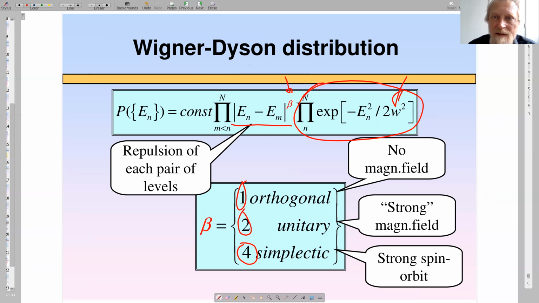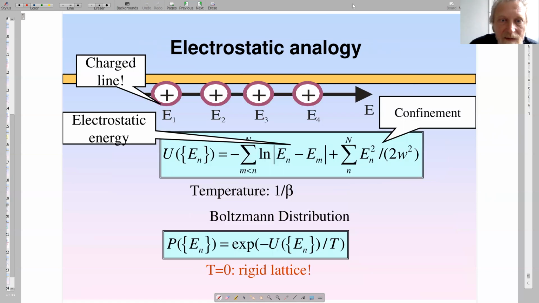Fine. So we talk about random matrices. Let me mention the electrostatic analogy. This probability distribution can be regarded as a statistical weight in a certain potential, a Boltzmann distribution, and temperature corresponds to the ensemble. This logarithmic repulsion can be arranged if the charges are in a line perpendicular to the plane of the slide. In this case, electrostatic repulsion is logarithmic.